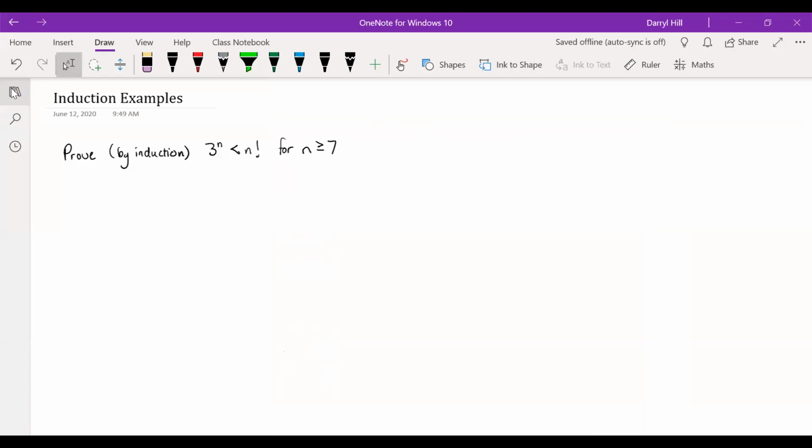All right, so prove by induction that 3 to the power n is less than n factorial for n greater than or equal to 7. This actually ties into stuff that we're going to take later in the course. But for now, does everybody know what these terms mean? Actually, let's do a quick review just in case. So 3 to the n is 3 times 3 times 3 times 3, and that is n times.